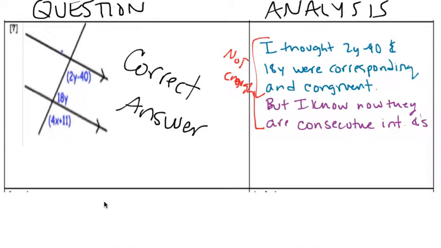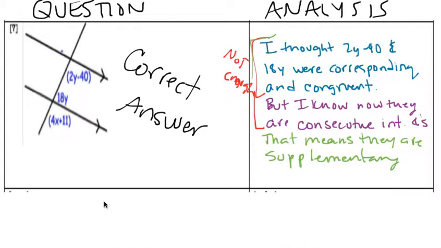In other words, what's the mathematical relationship that consecutive interior angles tells you? That means they are supplementary. Okay, so if you write this entire statement, that is enough. That's the analysis I'm looking for. Not just what you did incorrectly or what you thought incorrectly, not just what it actually is mathematically, but what that mathematical property or theorem tells you.